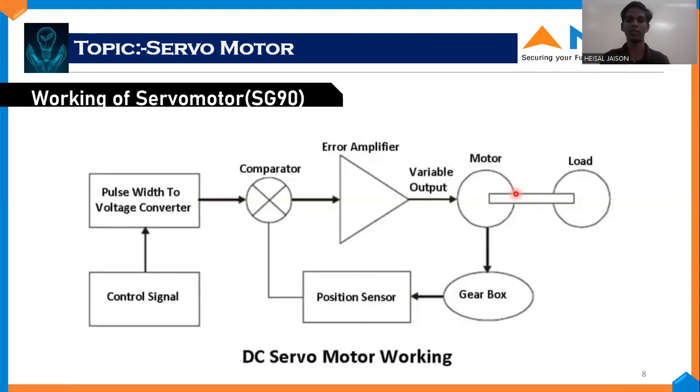The comparator will compare the feedback signal with the input signal, which is obtained after the conversion. If there is a difference, it will try to equalize it. For example, if the input signal is more than the feedback signal, it will turn the motor in the positive or negative direction and try to match it. Then you can see the gearbox and the position sensor. Here the position sensor is the potentiometer, which senses the change in resistance and gives us a voltage.